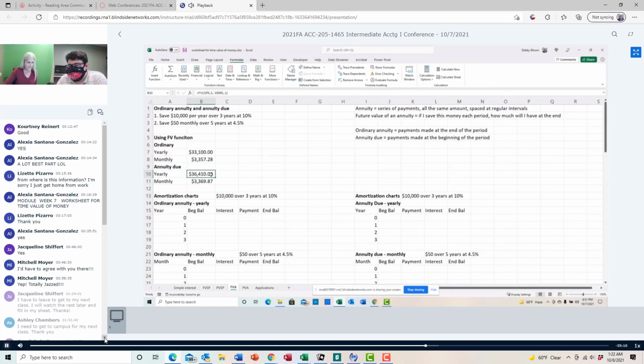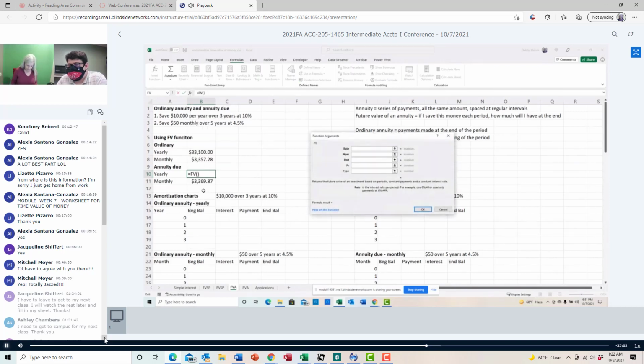Let's try again. Formulas, financial, FV. Okay. 10%, 3, -10000, and then type of 1.